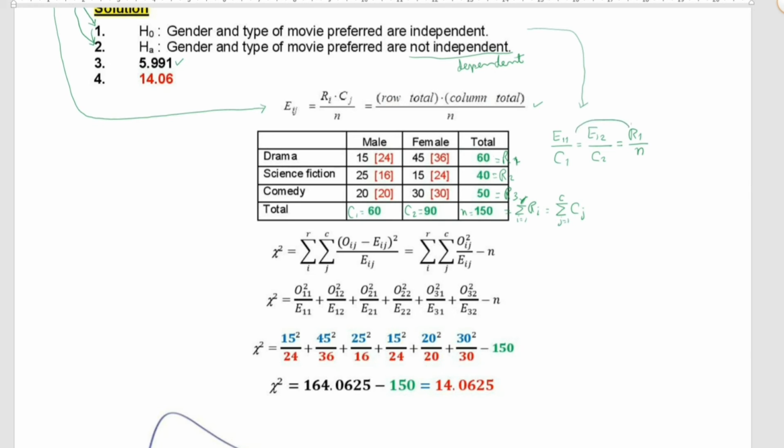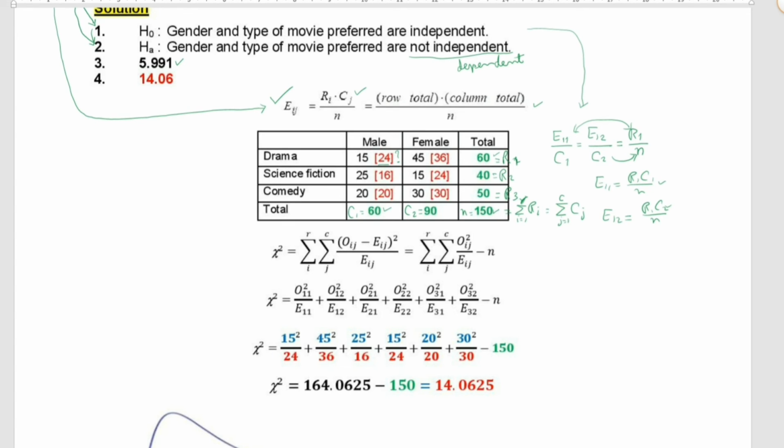Therefore, if you use the equation between these two, you get E11 is R1 C1 over N. If you use the second and the next two equations, you will get E12 is equal to R1 C2 over N. Similarly, for every box, if H0 is true, this equation will be true: Eij will be Ri Cj divided by N. So for this box, what frequency should be male and drama? You multiply the row total 60 and the column total 60 and divide by 150. 60 times 60 over 150 is 24 here.